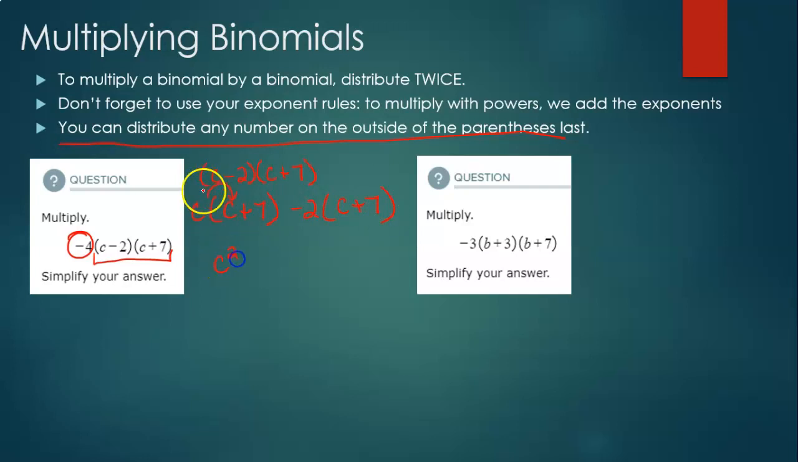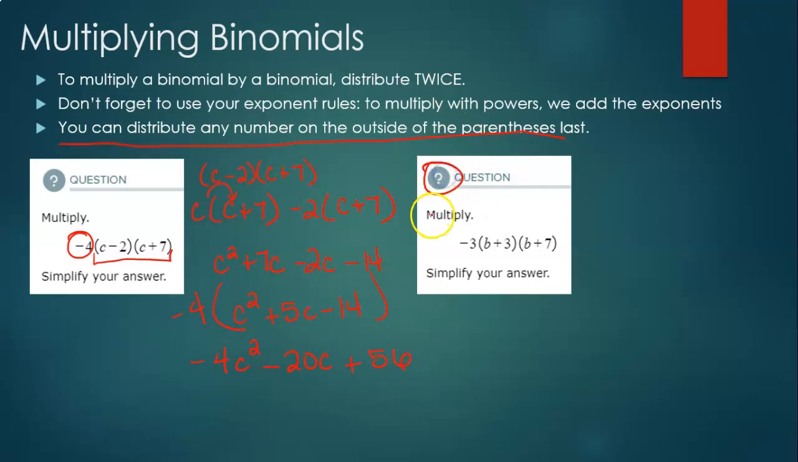C times c is c squared. C times 7 is 7c. Negative 2 times c is negative 2c. And negative 2 times 7 is negative 14. This becomes c squared plus 5c minus 14. And then don't forget, we had a negative 4 times all of that. So now we just multiply each of these by negative 4. Negative 4c squared minus 20c. I don't know what 4 times 14 is off the top of my head, so I get my calculator out. A negative times a negative becomes a positive 56.